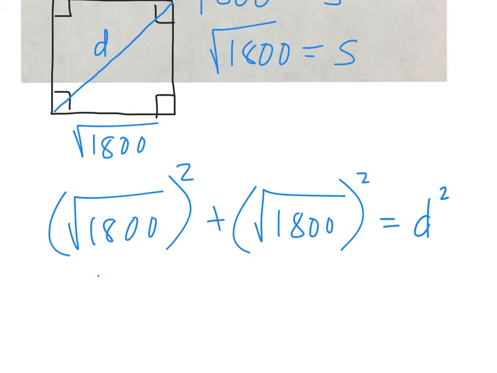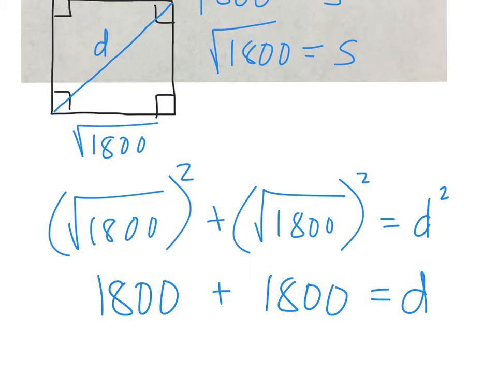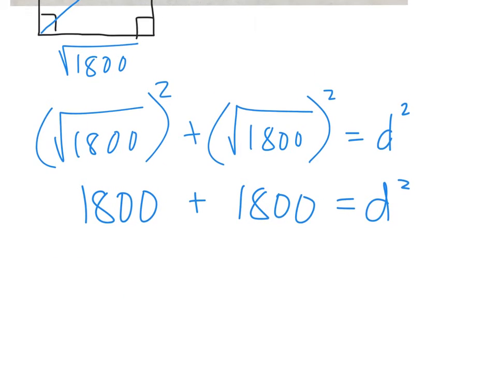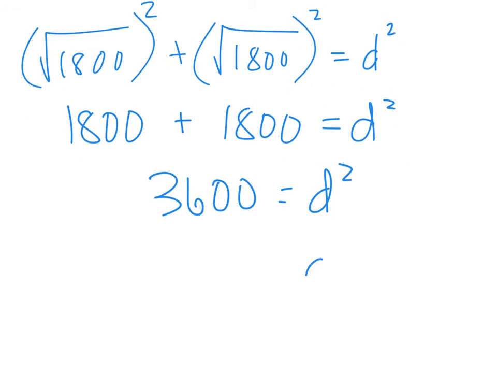Now, squaring radicals is pretty easy. They just cancel each other out. So I have 1800 plus 1800 equals diagonal squared, which I believe adds up to 3600. And when I take the square root of both sides, I believe I get 60.